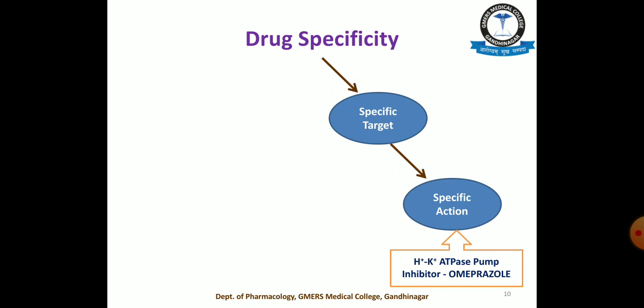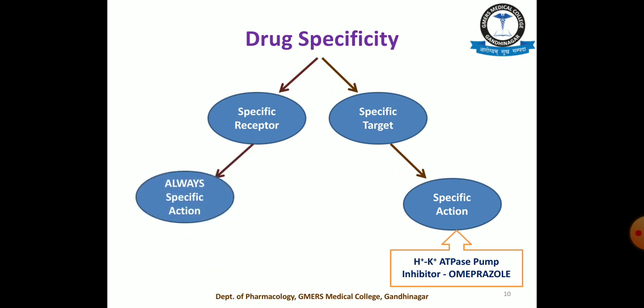no other action. Okay, while the other possibility is that the drug is acting on a specific receptor, then your answer will be the same. If the drug is acting on a specific receptor, then it always produces a specific action. But my dear friends, it is not true.